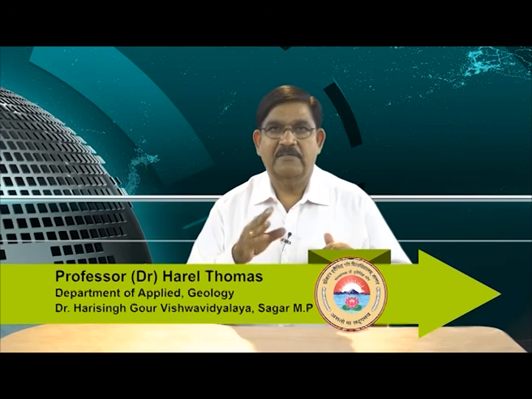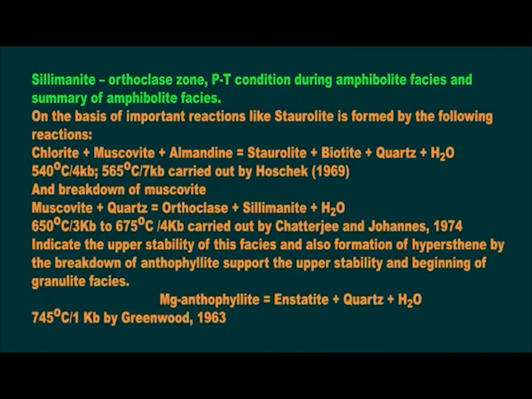Dear student, today in this lecture we have discussed the amphibolite facies part 3. I have covered this topic under the following heads: sillimanite orthoclase zone, pressure temperature condition during amphibolite facies, and summary of the amphibolite facies. On the basis of the important reactions, staurolite is formed by the following reaction: chlorite plus muscovite plus almandine give rise to staurolite plus biotite plus quartz plus water, 540 degree centigrade 4 kilobar, 565 degree centigrade 7 kilobar, carried out by Hoschek 1969.